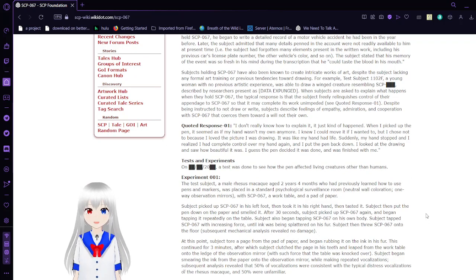Subjects holding SCP-67 have also been known to create intricate works of art, despite lacking any formal art training or previous tendencies toward drawing. For example, test subject 11NO2OF, a young woman with no previous artistic experience, was able to draw a winged creature resembling SCP-[redacted], described by researchers as [data expunged]. When subjects are asked to explain what happens when they hold SCP-67, the typical response is that the subject freely relinquishes control of their appendage to SCP-67 so it may complete its work unimpeded. See quoted response 01. Despite being instructed not to draw or write, subjects describe feelings of empathy, admiration, and cooperation with SCP-67 that coerce them toward a will not of their own.